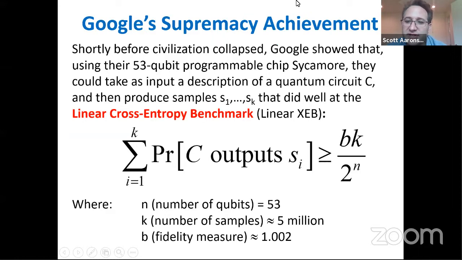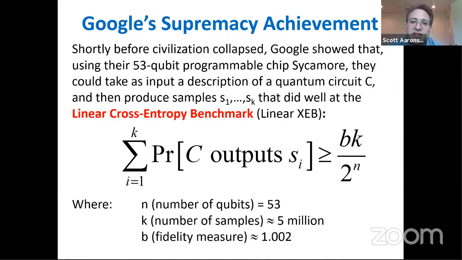Shortly before civilization collapsed a few months ago, and we entered this freak branch of the wave function that we're now in, Google, of course, showed that using their 53-qubit programmable chip called Sycamore, they could take as input a description of a quantum circuit, call it C, and then they could quickly produce some samples, they call them S1 up to SK, from the output distribution of C. Now, of course, we can't directly test that they're from the output distribution, but we can check for consistency with that hypothesis using what Google called the linear cross entropy benchmark, or linear XEB. And this is a benchmark that I'll also be using throughout this talk.